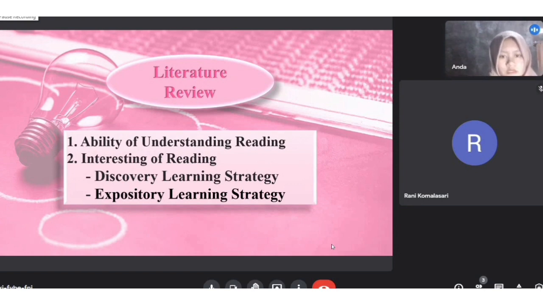Next is the expository learning strategy. Student behavior and knowledge distribution are controlled and determined by the teacher. Therefore, the essence of teaching according to this view is to convey science to students who are placed as objects that receive what is given by the teacher. Usually, teachers convey information about learning material in the form of explanations and oral narrative, namely by the lecture method.